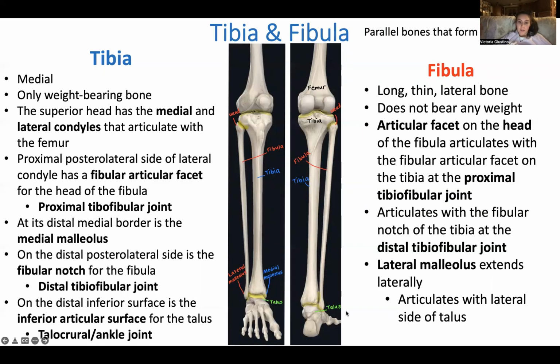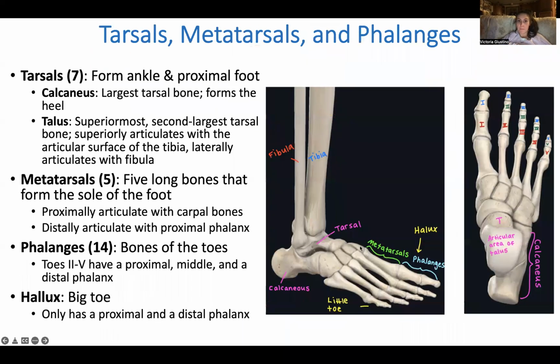Oops, sorry. I just want to mention again that remember the talocrural joint. So your tibia articulates with the talus, your first tarsal bone, and so does your fibula. But your fibula articulates with the talus just laterally. It's pretty much just there for support.